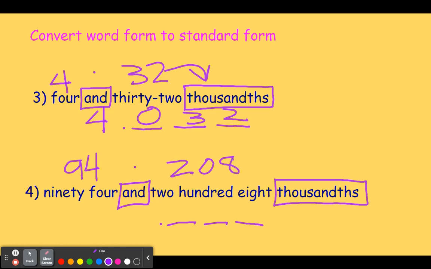Now, again, we have a whole number. The keyword is and. Put a 94 in front of the decimal, because since it's in front of the word and, that is our whole number. Anything that comes in front of and is our whole number. Now for 208, that 8 needs to go into thousandths. So I put an 8 in the thousandths, 0 in the hundredths, 2 in the tenths. So it's 94 and 208 thousandths.